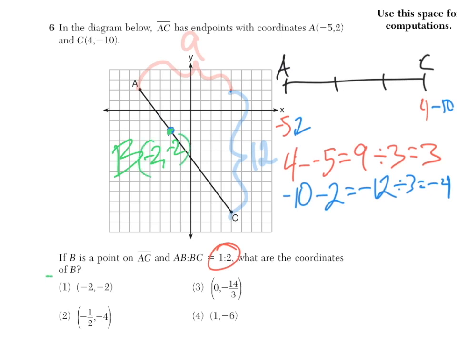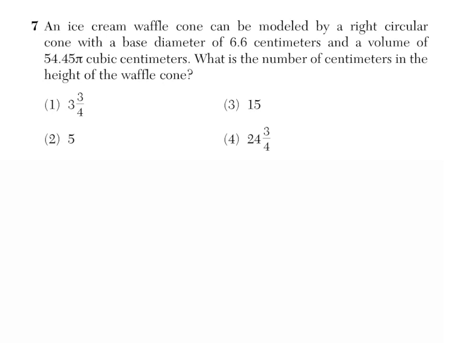And that, of course, is our answer. Number 7. An ice cream waffle cone can be modeled by a right circular cone with a base diameter of 6.6 centimeters and a volume of 54.45 pi cubic centimeters. Let's sketch that out right now. So it's going to look a little something like this. And it says, what is the number of centimeters and the height of the waffle cone?